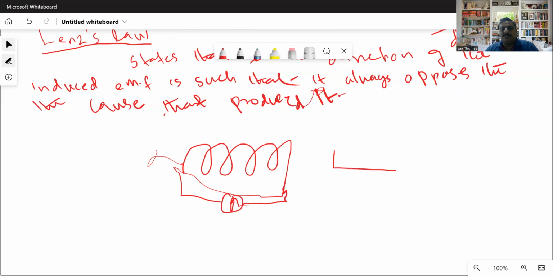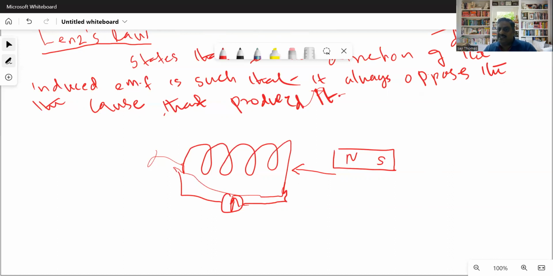When you move the bar magnet, north and south, so when you move it in this way, the magnetic flux through the coil increases, right? When you move the bar magnet towards the coil, the magnetic flux through the coil increases. So induced EMF is developed.